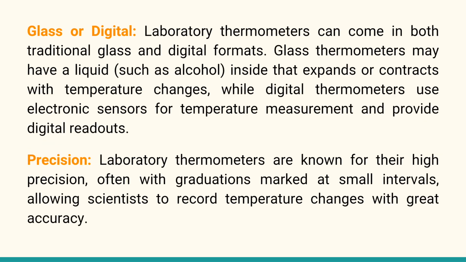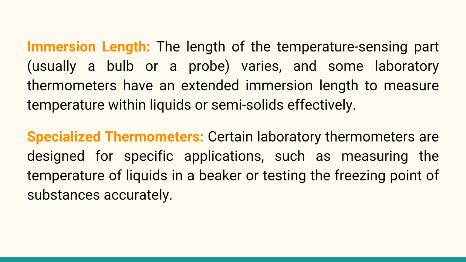Glass or digital. Laboratory thermometers can come in both traditional glass and digital formats. Glass thermometers may have a liquid, such as alcohol, inside that expands or contracts with temperature changes, while digital thermometers use electronic sensors for temperature measurement and provide digital readouts. Precision. Laboratory thermometers are known for their high precision, often with graduations marked at small intervals, allowing scientists to record temperature changes with great accuracy. Immersion length.